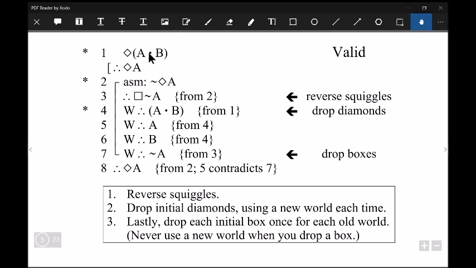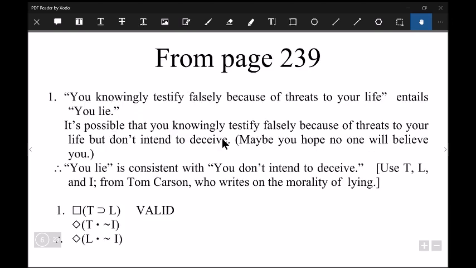And then you drop the diamonds into a new world. So possible A and B, therefore a new world. We call it W. A and B are true. And then you can break that up in the world. In world W, you have A and B, therefore you have A, therefore you have B. The last thing is to drop the initial boxes. And here you just have one. It's necessary that not A, so every world has not A, so you have a contradiction. And there you go.